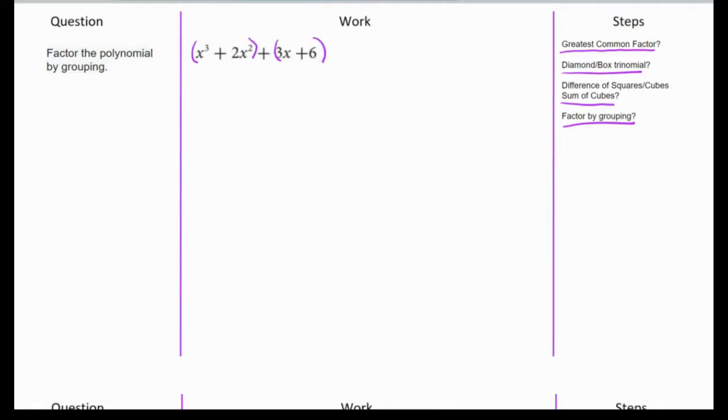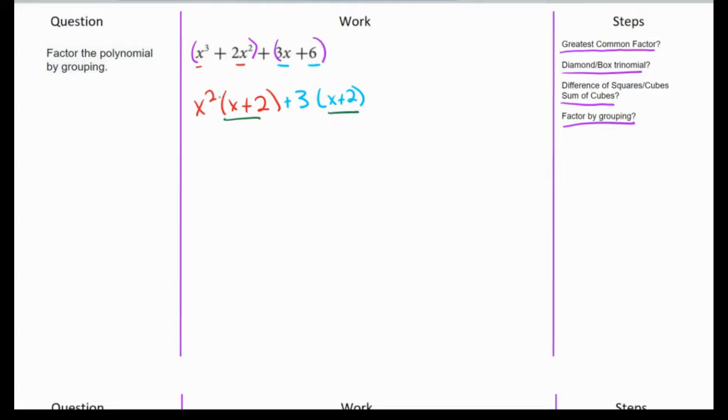So if I look at these, I'm going to look at them in groups of 2, and then factor out the greatest common factor. In this one here, between these two, it looks like the greatest common factor is x squared, which leaves us with just x plus 2 on the inside. On the right side here, it looks like I have a greatest common factor of 3, which again leaves us with x plus 2.